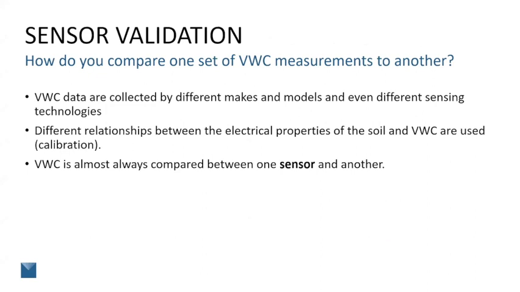And the main challenge, everyone is familiar with this one, is how do you compare one set of volumetric water content measurements to another? We're using different makes and models, different sensing technologies. There's different relationships between the electrical properties of the soil and the water content. That's the calibration. And the sensor itself has variability from one sensor to the next.